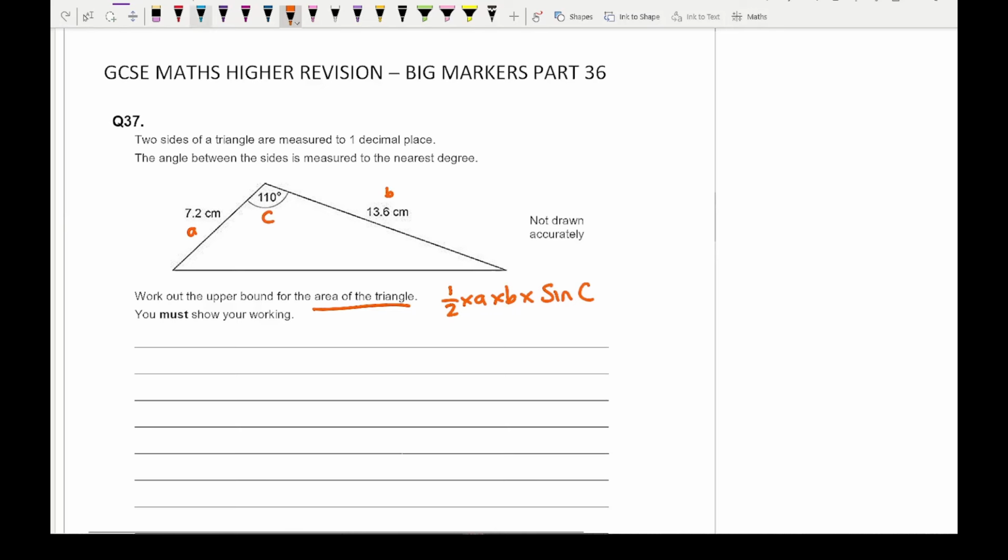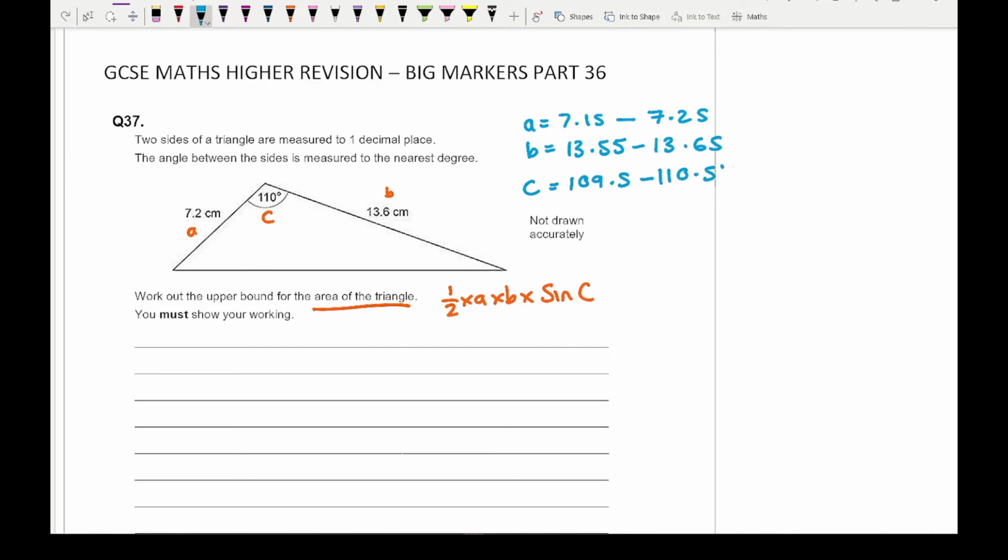So for this, if I work out the upper and lower bounds for A, B, and C: for A, the bounds are going to be 7.15 to 7.25. For B, it's going to be 13.55 to 13.65. And for C, to the nearest degree, it's going to be 109.5 to 110.5.